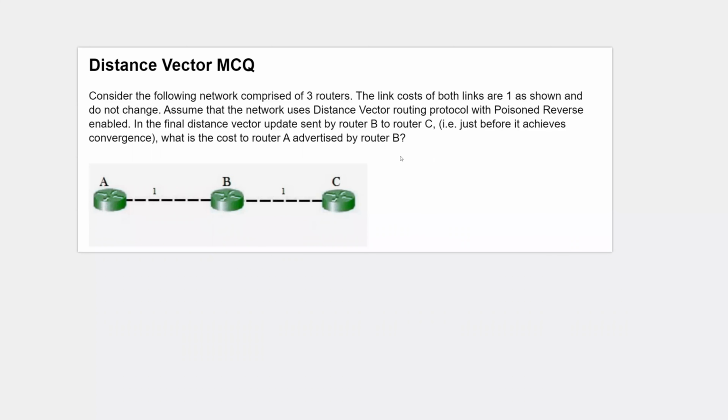So maybe it's a multiple choice, but I deleted the multiple choice. I just want you to do the calculation. So if you do not know the value is 1, which means you are not familiar with distance vector, then you need to have a look at this part. We have a similar question in the slides. The value is 1.